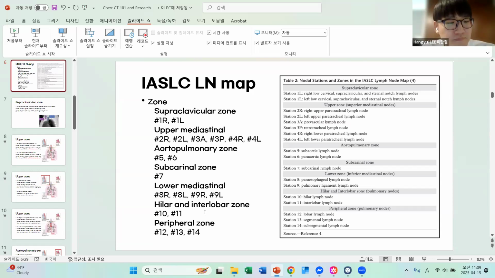Thank you. I think for non-radiologists, the main purpose of knowing the lymph node stations and locations is for communication. Yeah, I agree. I agree. Yeah, I think it was all very good.